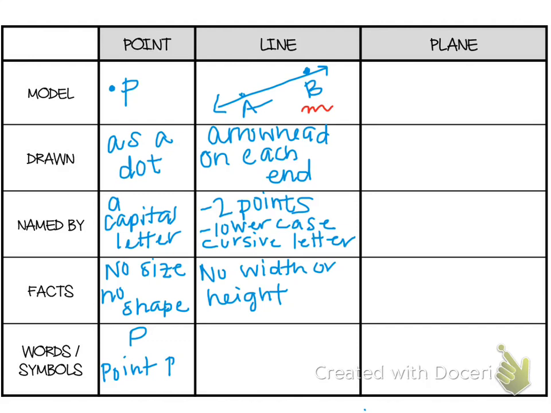And then in words and symbols, to name my line, on my picture above I have line AB with arrowheads, or I can also name it line M for that lowercase m as well.